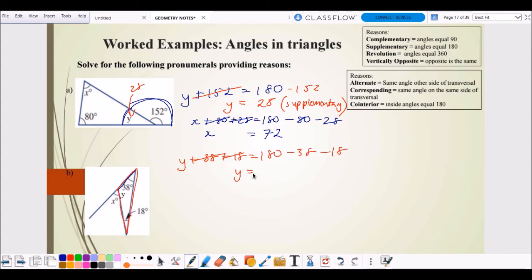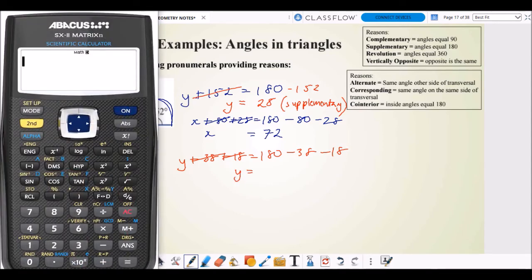So y equals, well, I'll do that in my head too much. So use your calculators for this. 180, take away the 38. It's 124, sir. 124. I'll clarify that. Thank you, Lily.